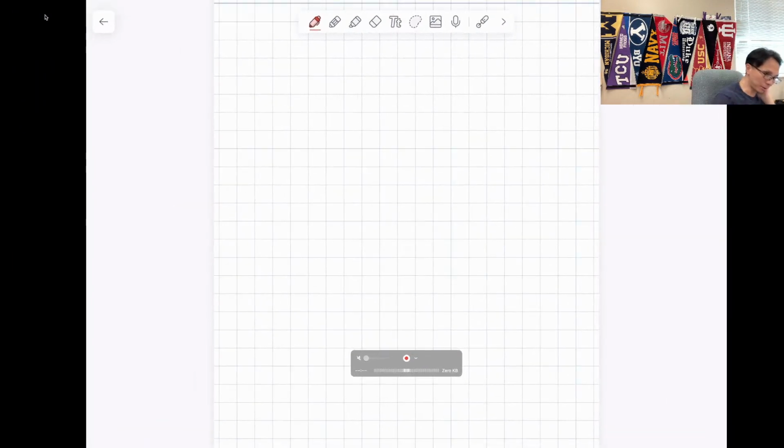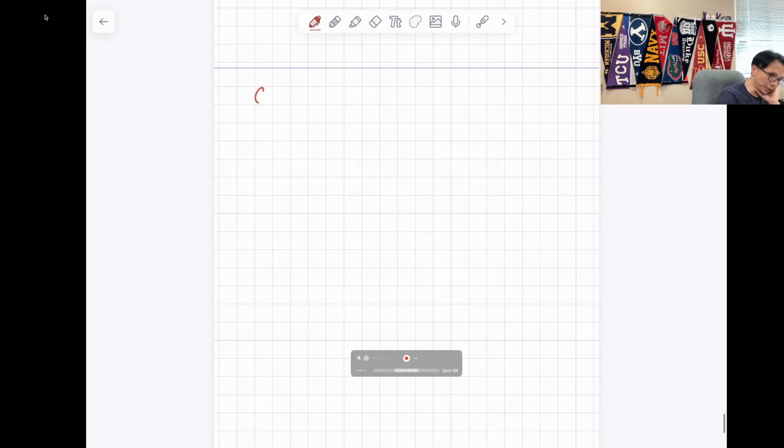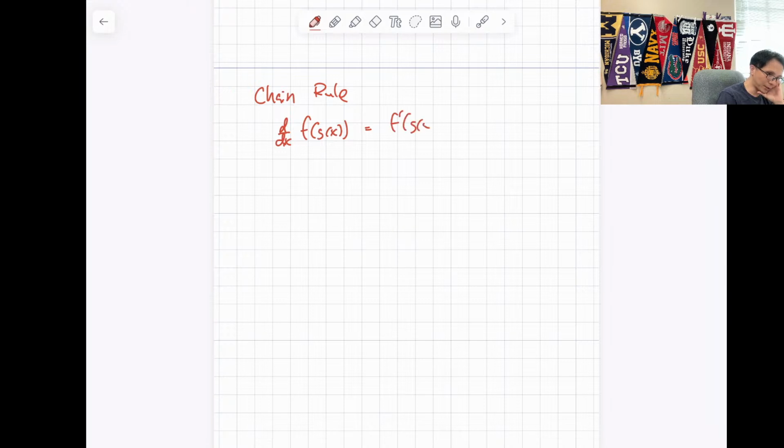So what is the chain rule? Well, the chain rule is basically how do I take a derivative of a composite function? So let's just say I take a derivative of f of g of x. It is equal to f prime of g of x times g prime of x. And that's the chain rule.